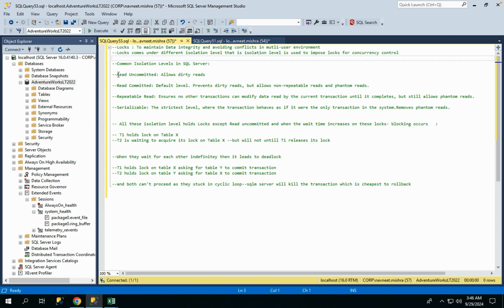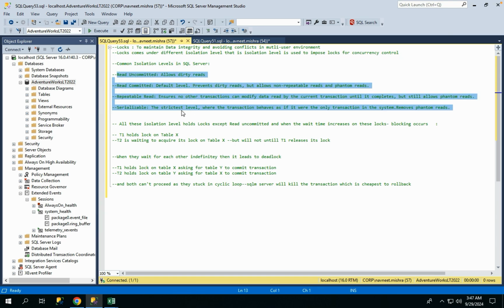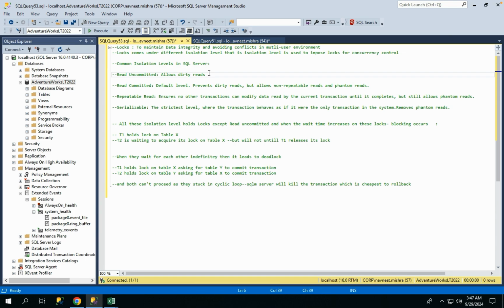So what are the common isolation levels in SQL Server? There are four isolation levels in SQL Server. First is read uncommitted. Second is read committed. Third is repeatable read, and fourth is serializable. All the four isolation levels have some advantages and some disadvantages. We will go through all the four isolation levels in a separate video. This video is just for making a relation between the four terms.